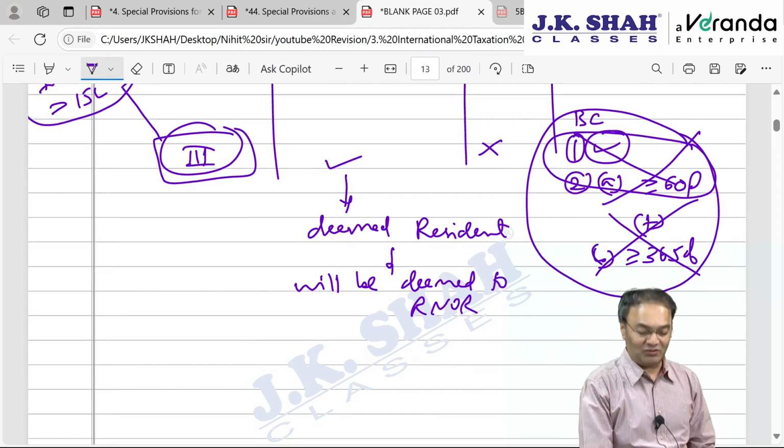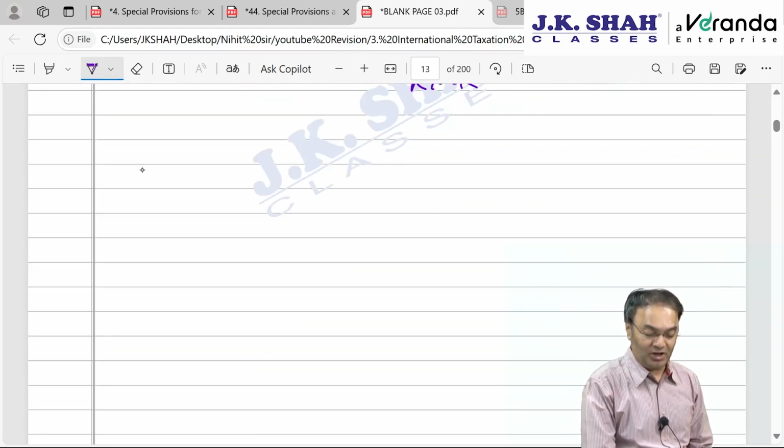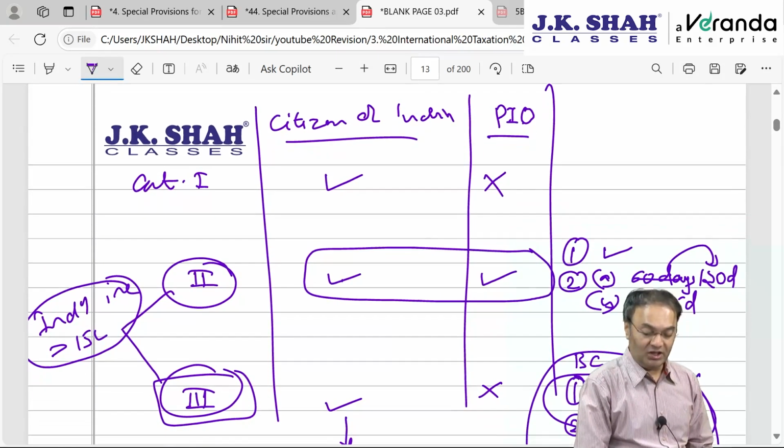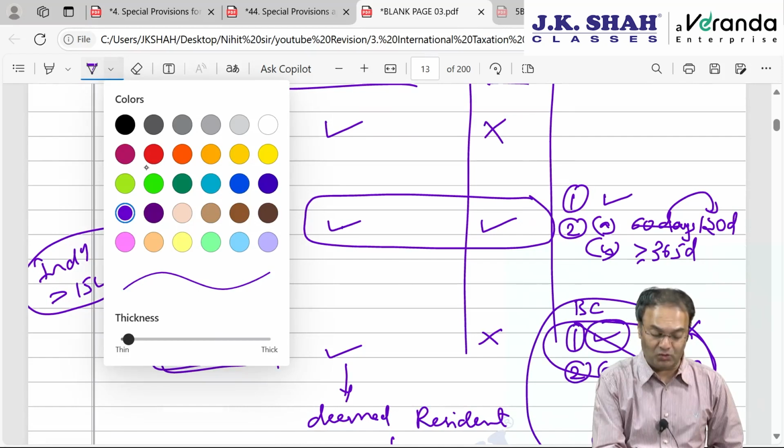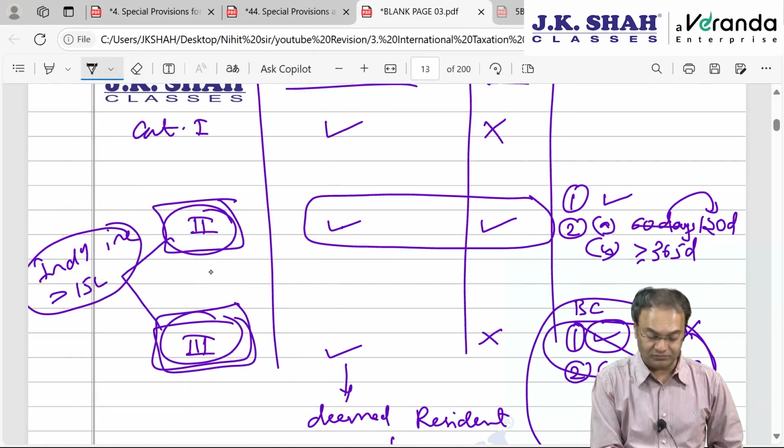We follow this. That was category 1, 2, 3. So let me remind you, category 1, 2 and 3: Indian income is to be checked only for category 2 and category 3. Indian income should exceed 15 lakh. That condition is to be seen only for category 2 and 3. For category 1, there is no exception.